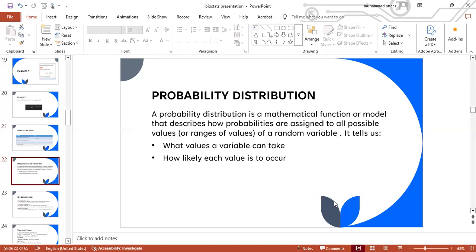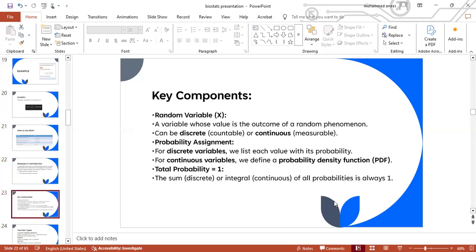Now, moving on to the other part of the presentation, probability distribution. So what is a probability distribution? It is a mathematical function or model that describes how probabilities are assigned to all possible values or range of values of a random variable. It tells us what values a variable can take and how likely each value is to occur in data.